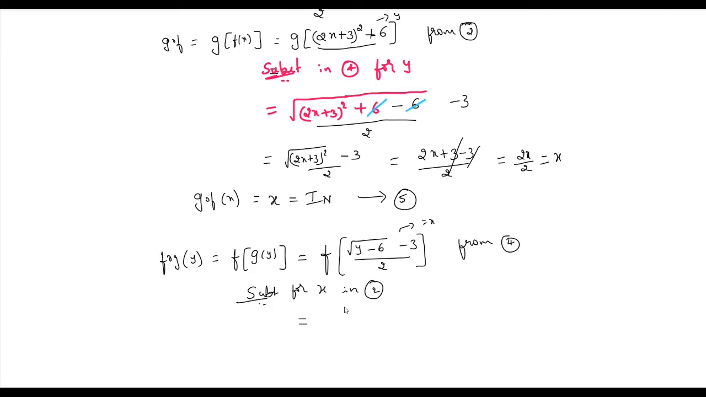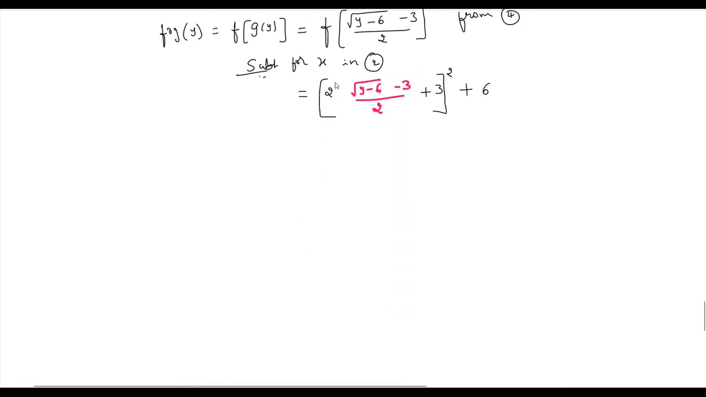So, wherever we have x, in place of x, we will be writing the whole term. So, it is (2x plus 3) whole square plus 6. So, I am writing 2. Only this x part I will write in pink. So, this x is (under the root y minus 6, minus 3) whole divided by 2. 2x plus 3, (2x plus 3) whole square plus 6.